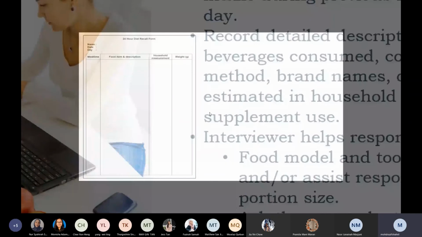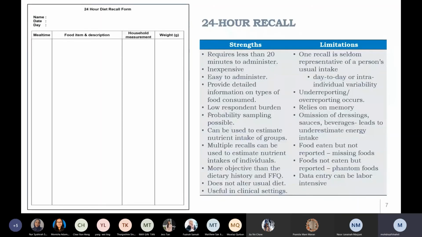So this is an example of how a 24-hour diet recall form looks like. So this is just an example. You will have different types of form, but normally the form doesn't deviate much from this format. First you have the name of the respondents, the date of the recall, and the day of the recall.